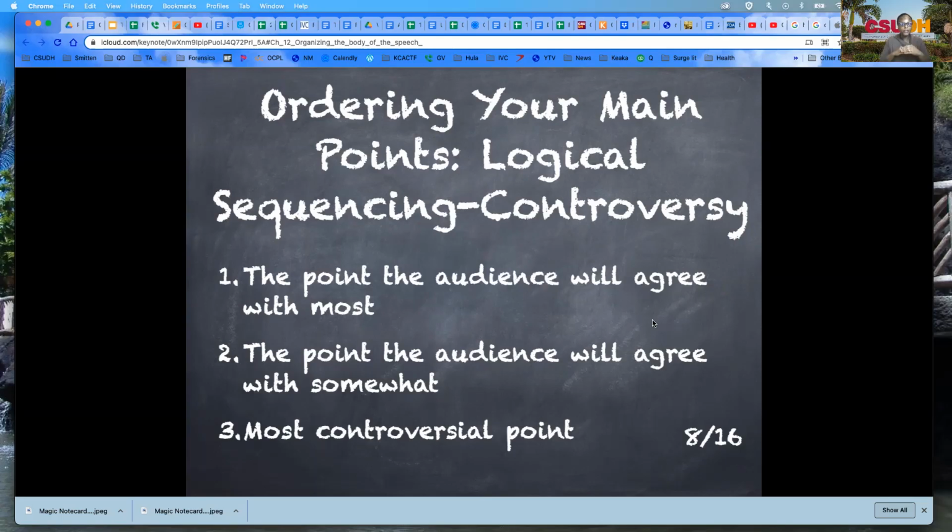And then you're going to give them the point they're going to agree with the next most. So the one that they'll agree with somewhat. Great. The thing that they're going to agree with the least, stick that at the end. So you're thinking, hey, I'm going to get as much in there as I possibly can. Do what you can, right? This is if you're going with something controversial.